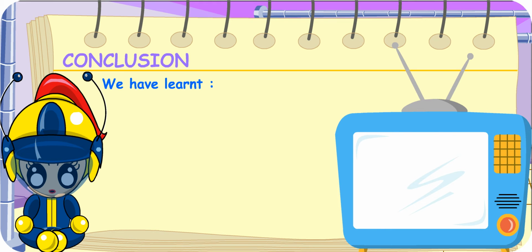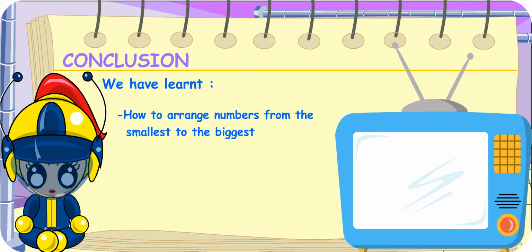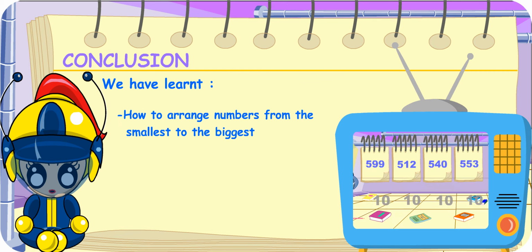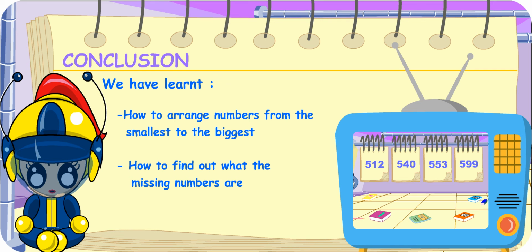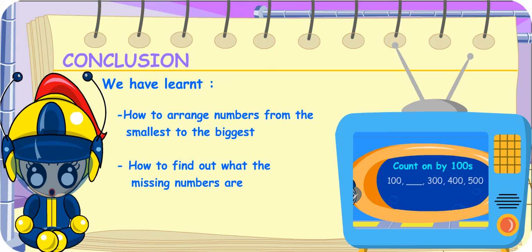In today's lesson, we have learned how to arrange numbers from the smallest to the biggest. Yes, we will look at the first digit from the left, and if they are the same, then we will go on to the next digit and so on. And how would you find what the missing numbers are? I still remember. We can count on. That's right. Don't forget to observe the number pattern before counting on.